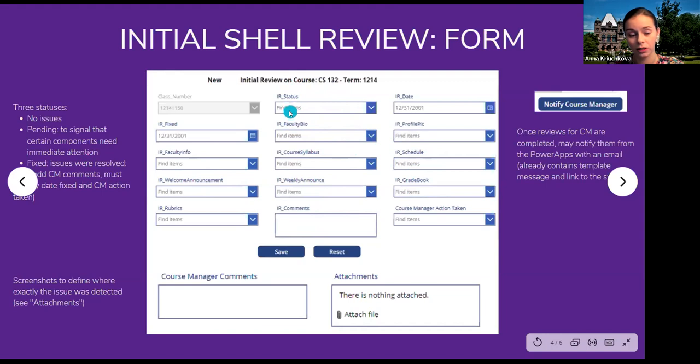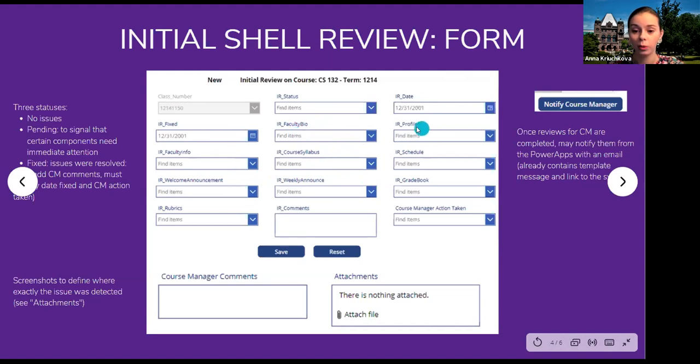And fixed, if the record notes as pending, eventually either the course manager or an administrative support needs to go back into the form and switch to denote that issues were fixed and the date that they were fixed, simply for documentation purposes to keep track whether this issue was resolved and we don't need to go back to the same type of problem upon the mid-quarter shell review.